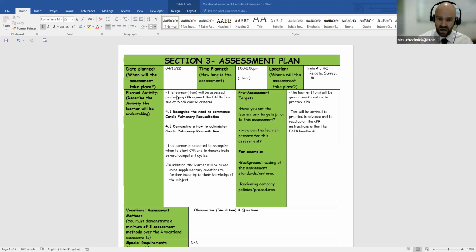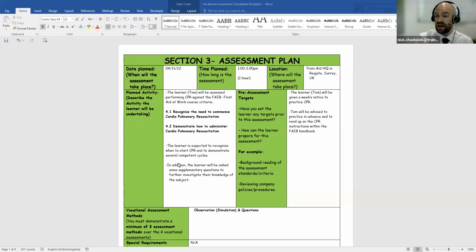As you can see here, I've listed the criteria that I will be using to make a judgment call on Tom's performance, and these criteria have been taken from my first aid handbook. So for your own assessment, you could include your assessment details there. It highlights exactly what you will be judging your colleague on, for example.